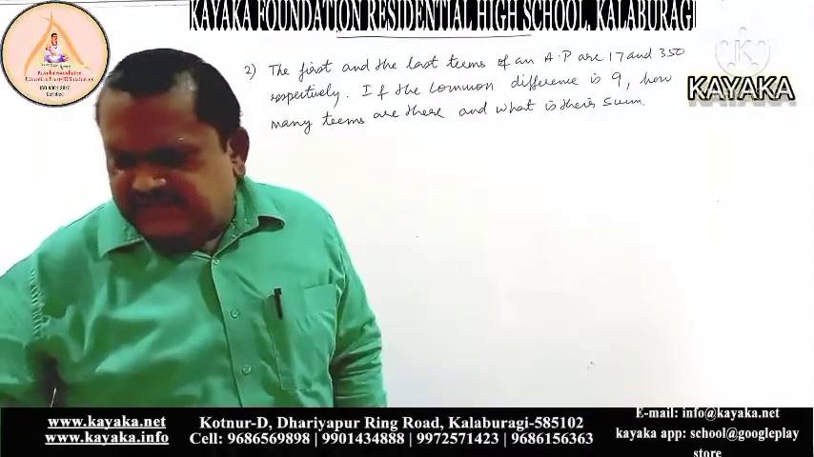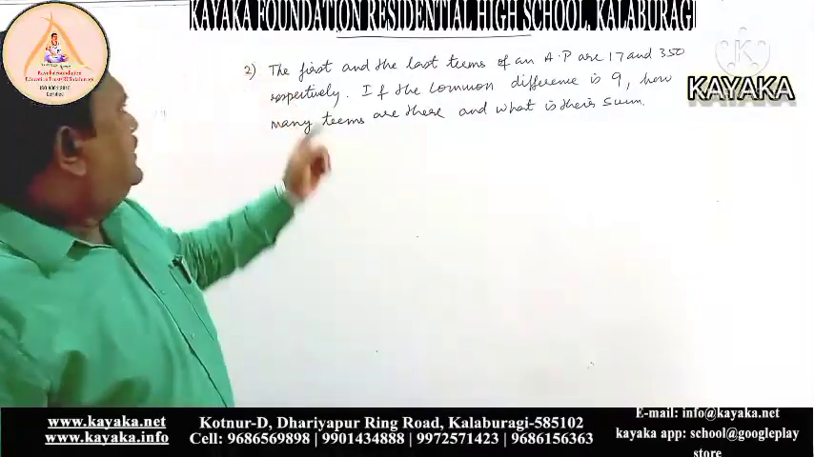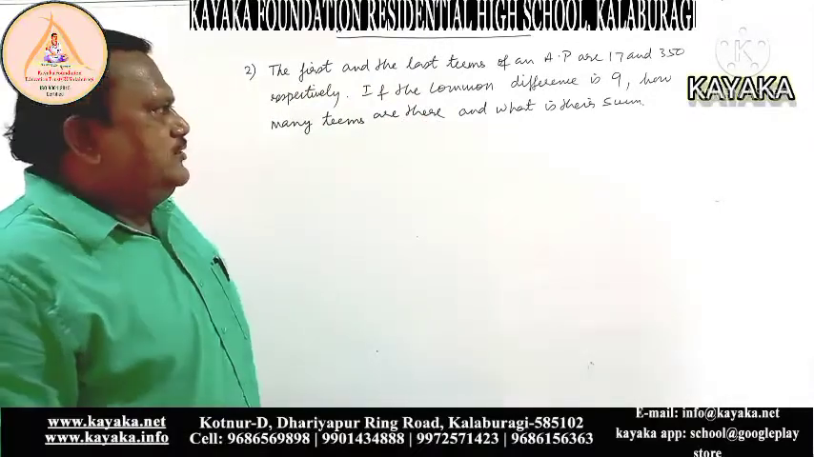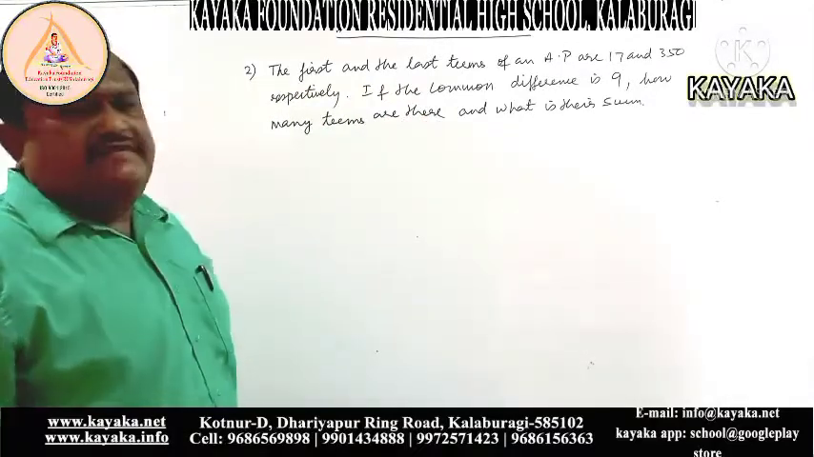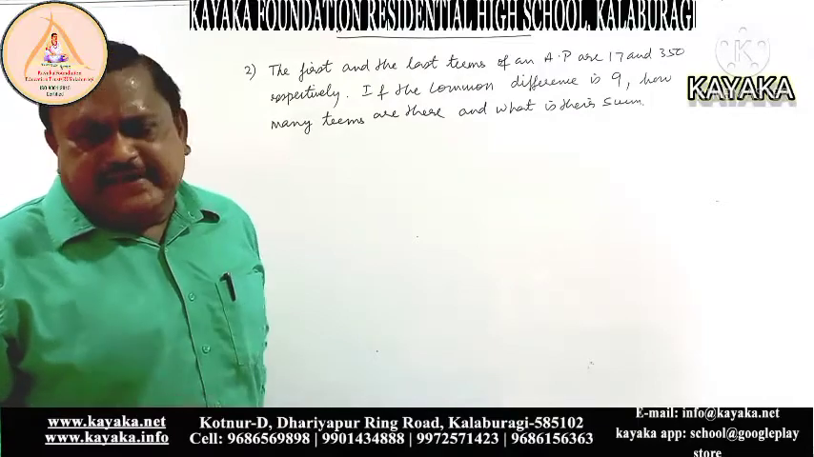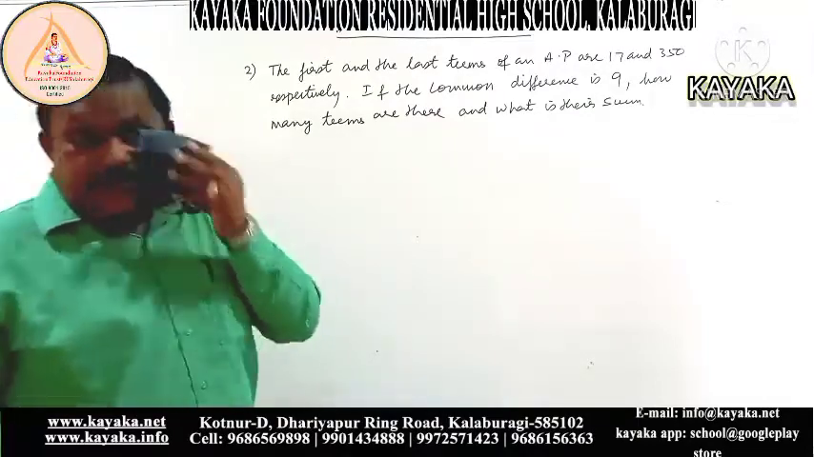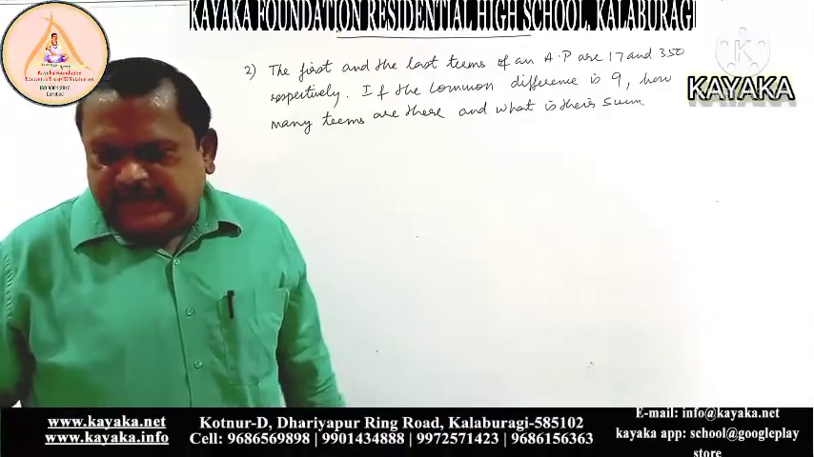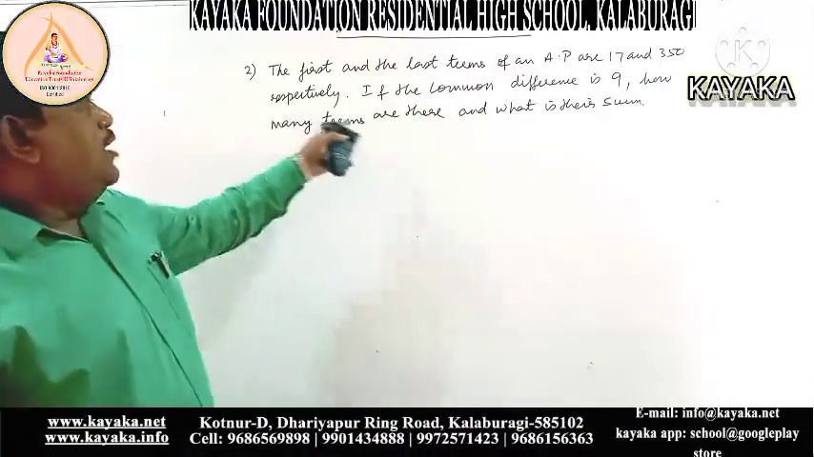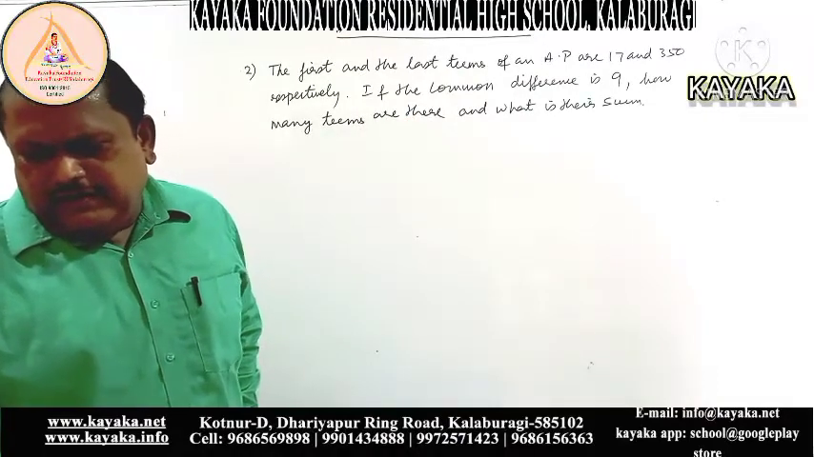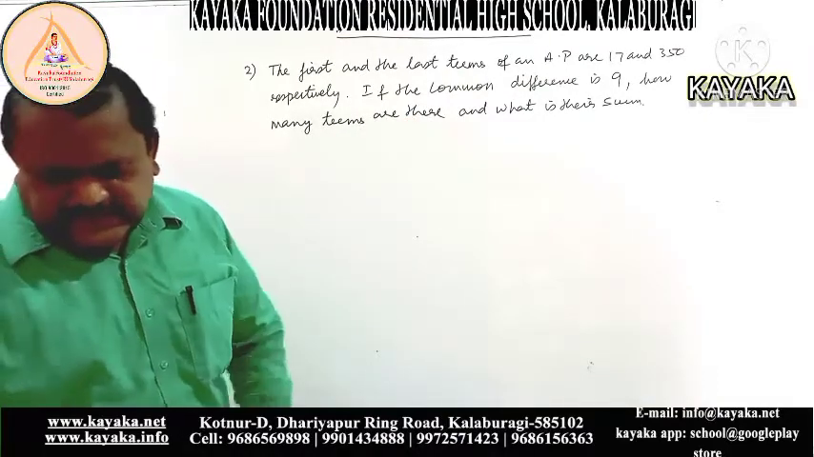Okay, see dear children, this is a very interesting problem. They are given the first and the last terms of an AP are 17 and 350. The first term is 17 means a equal to 17, and the last term is 350 means an equal to 350. Again they are given the common difference is 9. Therefore, you have to find n and Sn.